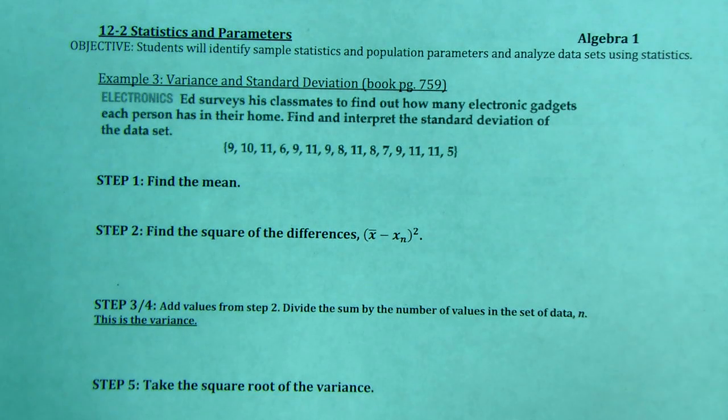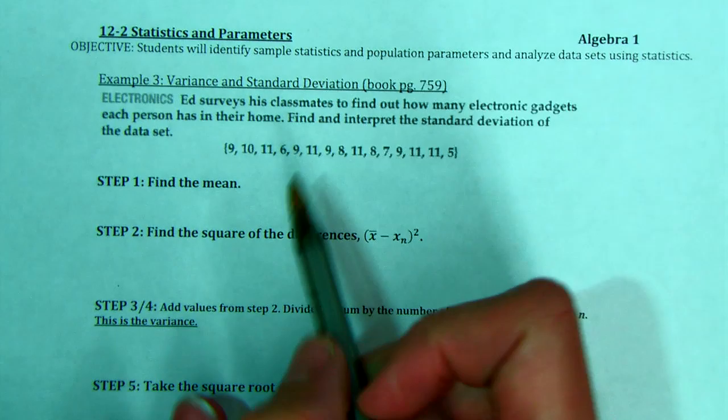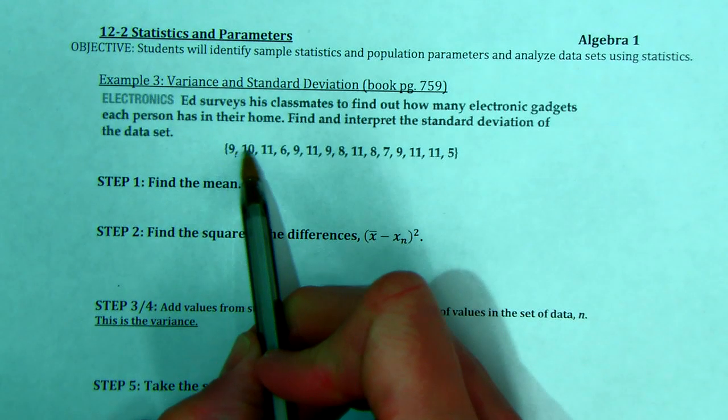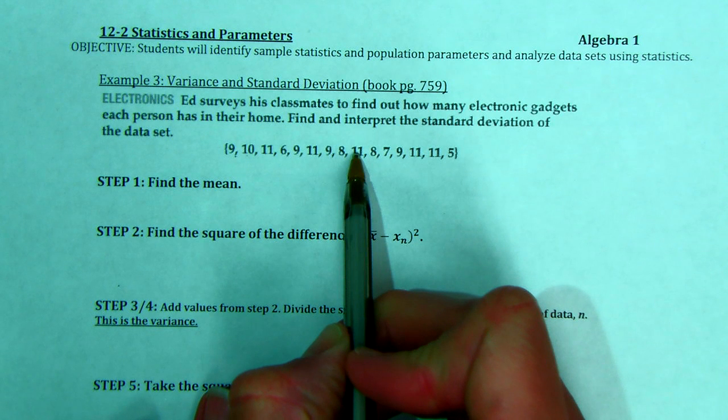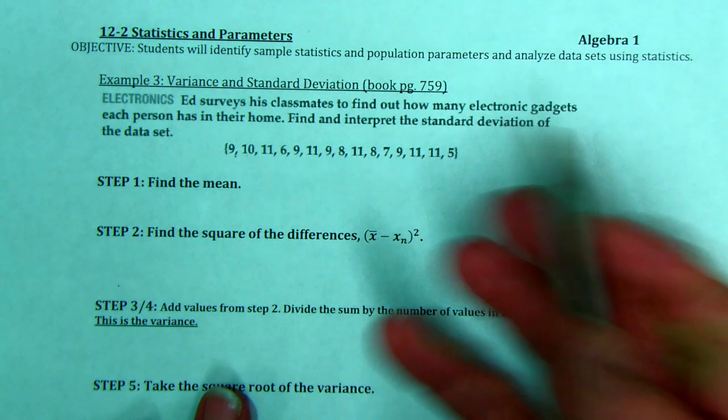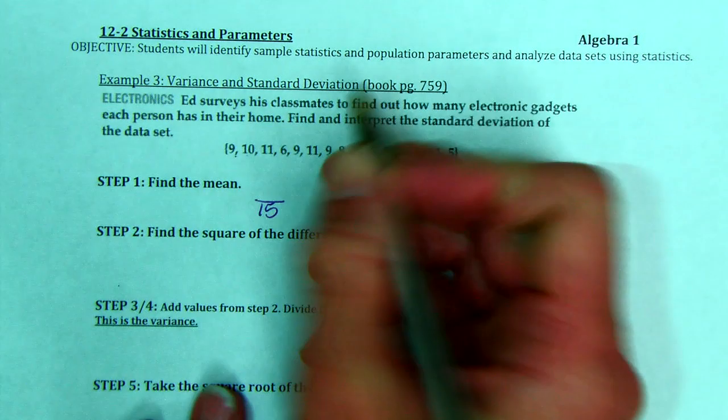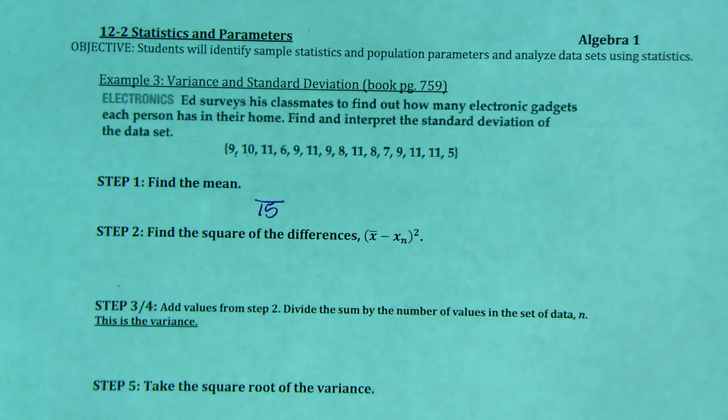So 1, 2, 3, 4, 5, 6, 7, 8, 9, 10, 11, 12, 13, 14, 15. I know I have 15 numbers. We're going to add them up. So we've got 9, 10, 11, 6, 9, 11, 9, 8, 11, 8, 7, 9, 11, 11, and 5. That poor soul, he's only got 5.